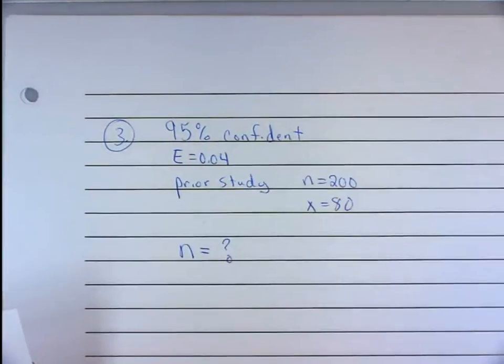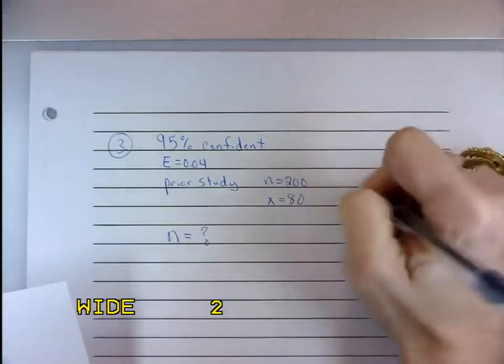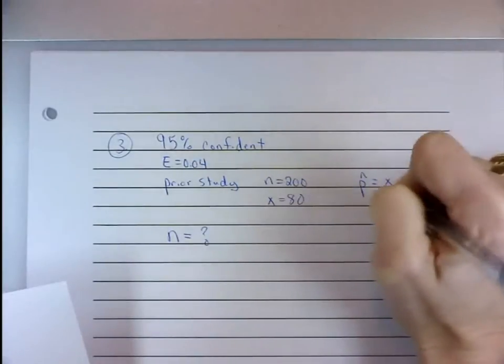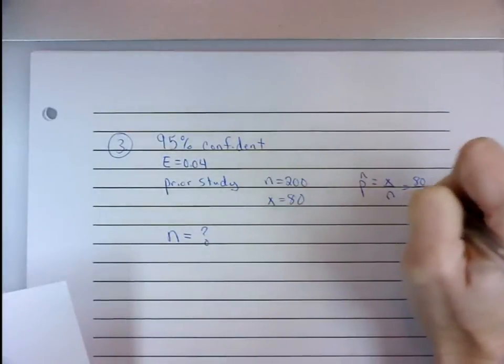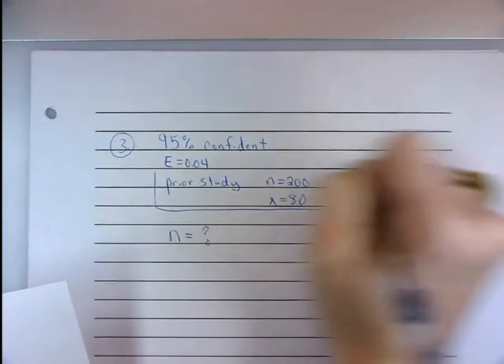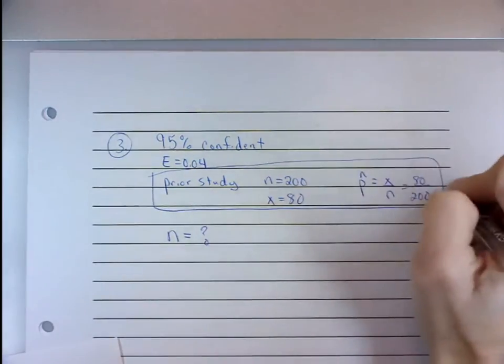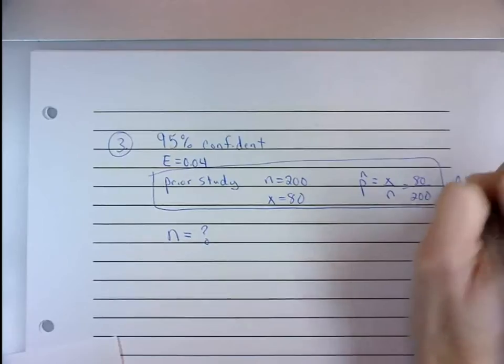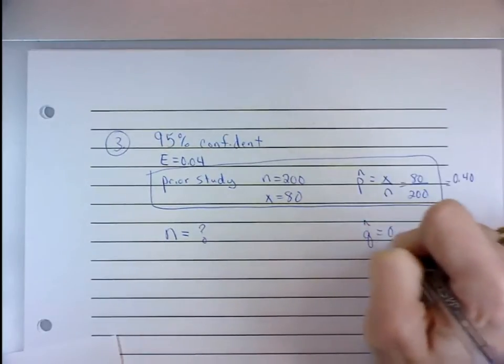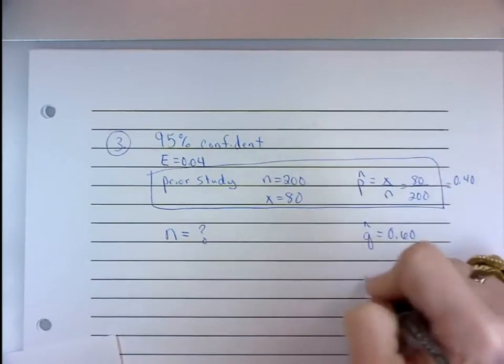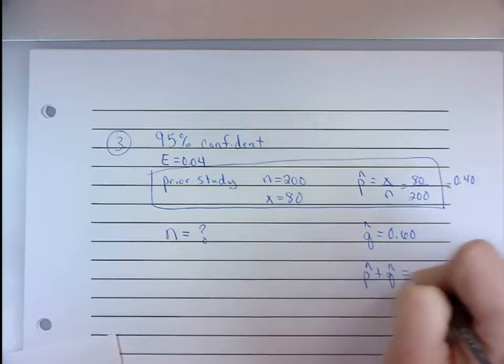And from this prior study, it's giving us a way to find p hat. x over n is 80 out of 200. This is important from a prior study. Remember, if they don't give you p hat and q hat from a prior, past, recent study, default, let it be 0.5. 80 divided by 200 is 0.4. So p hat is 40%, therefore q hat is 60%. They have to add up to be 1. p hat plus q hat must equal 1.